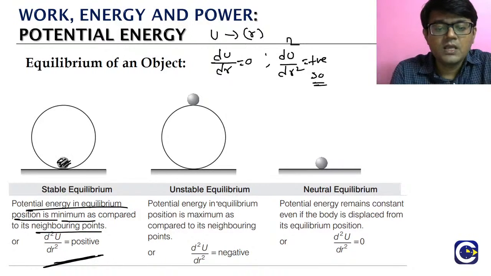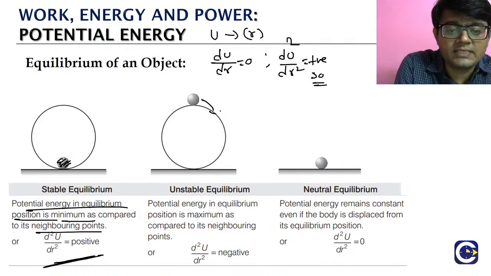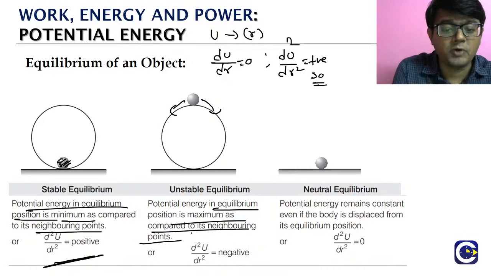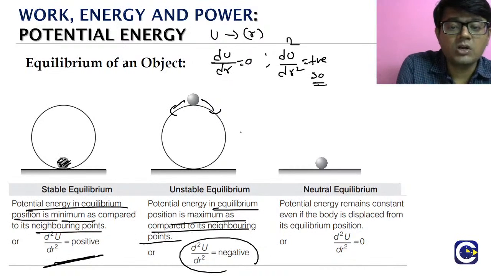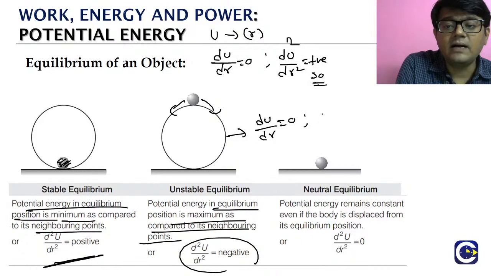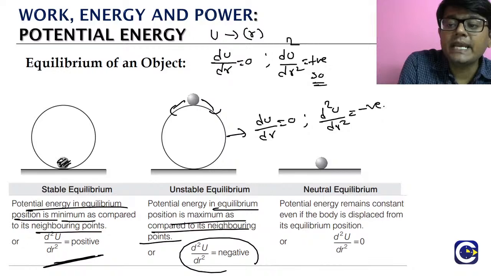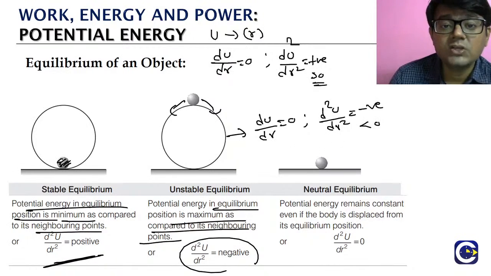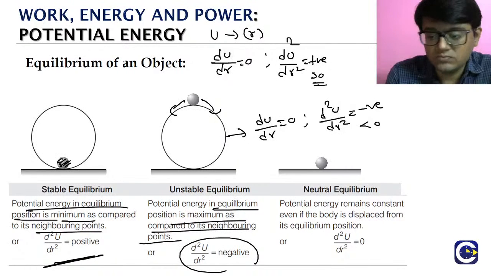Okay? Now look here, in the unstable equilibrium case, what is it? The potential energy is maximum as compared to neighboring points. So here we are talking about the maximum condition. For that, the first derivative is 0, which is common. The second derivative should be negative, or less than 0. This is the condition for a function to achieve a maximum value.